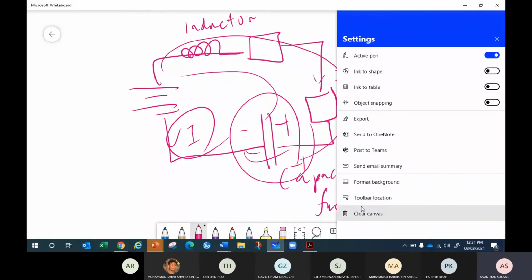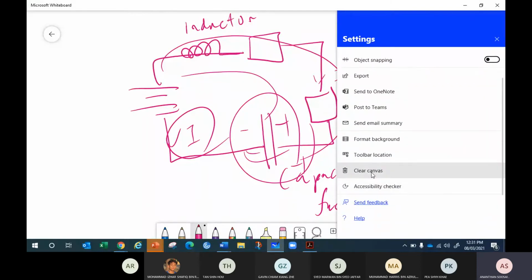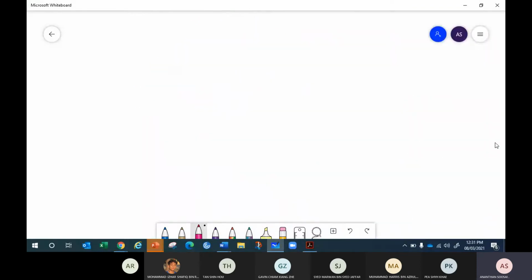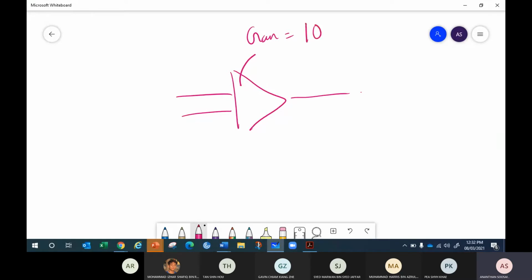Okay, what is meant by bandwidth? This is not internet bandwidth. This is electronic, slightly different. So let's say you have an op amp. This is a practical one. Let's say you have a gain of 10. That means if you give input 1 volt, output will be 10 volt.